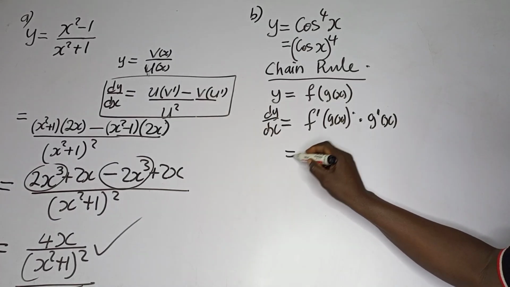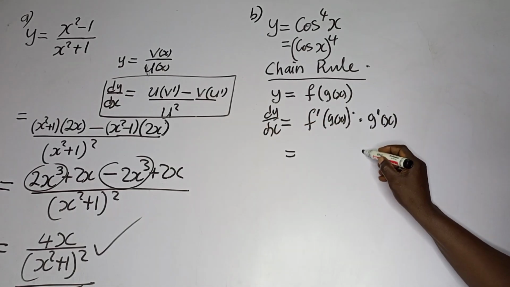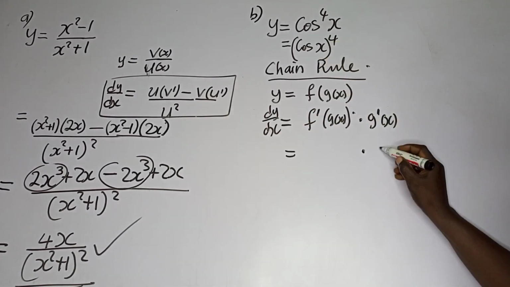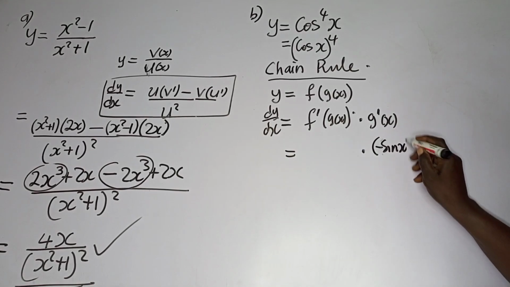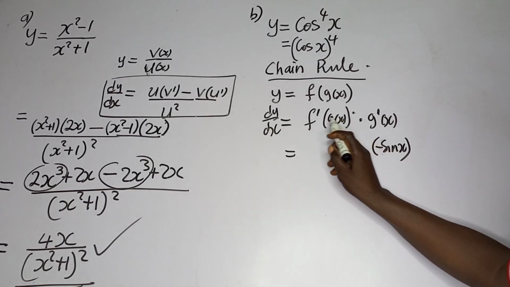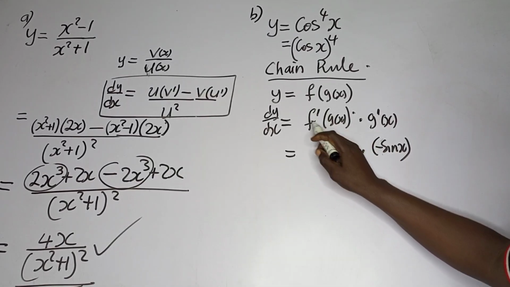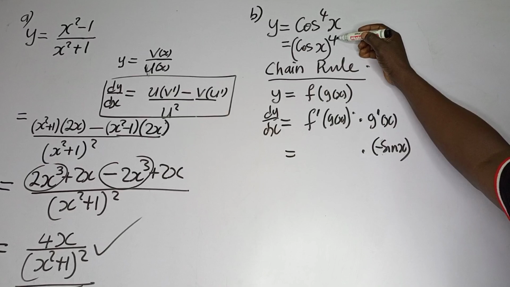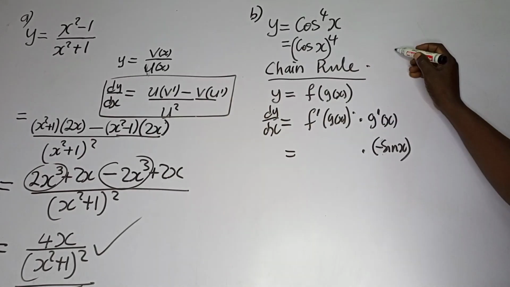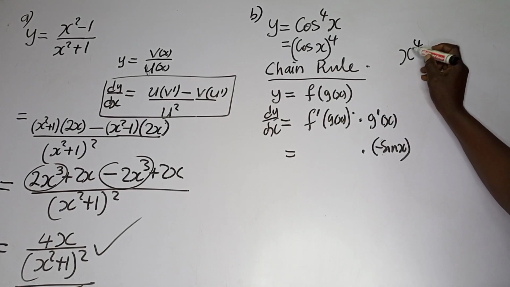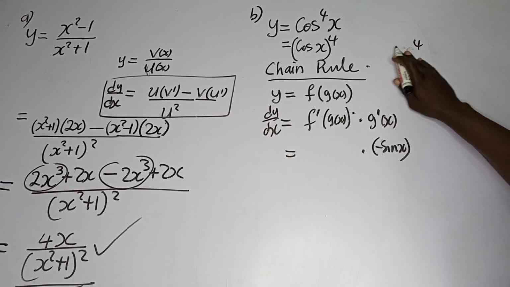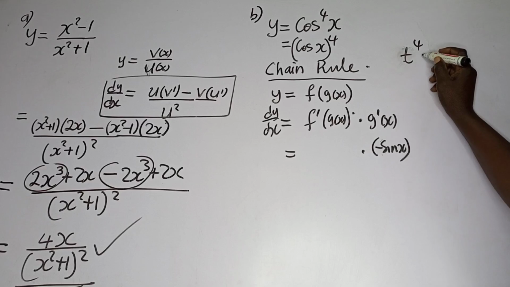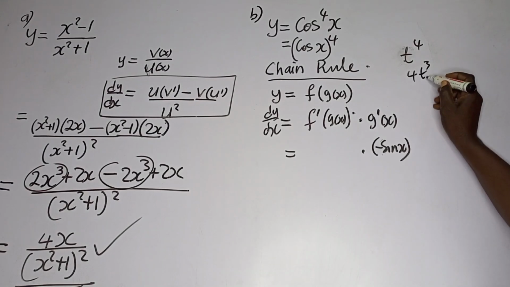So our dy/dx will be the derivative of our inner function, which is negative sine x, multiplied by the derivative of the outer function with respect to the inner function. That means we look at this the same way as we look at x to the 4. Let us use a different letter, t to the 4, for example. How do we differentiate t to the 4 with respect to t? It will be 4t cubed.